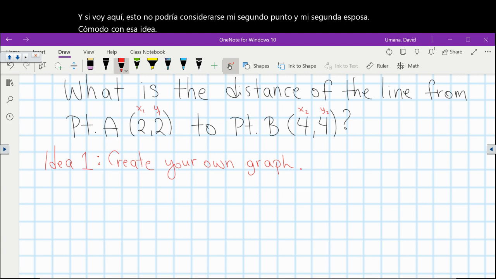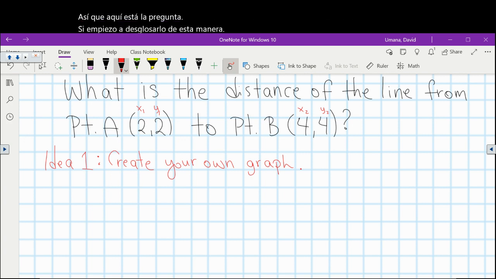So here's the question. If I start breaking it down this way, can I figure out the distance between the X's and the Y's? For example, can I figure out how far apart these points are? And if the answer is yes, how? How far is 2 from 4?